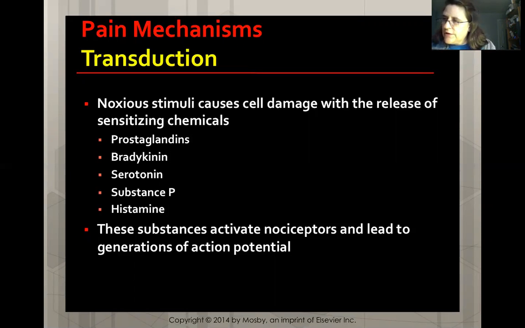NSAIDs and corticosteroids alter either the local environment or sensitivity of the peripheral nociceptors, and these drugs can prevent transduction and initiation of an action potential. Local anesthetics and anti-seizure drugs stabilize the neuronal membranes and inactivate peripheral sodium channels to inhibit production of an impulse, so we can help reduce pain through those mechanisms.